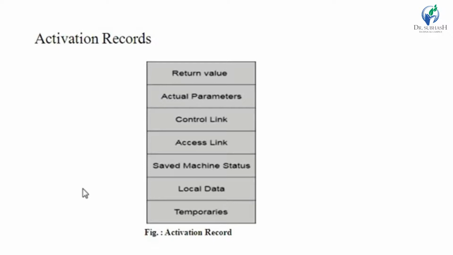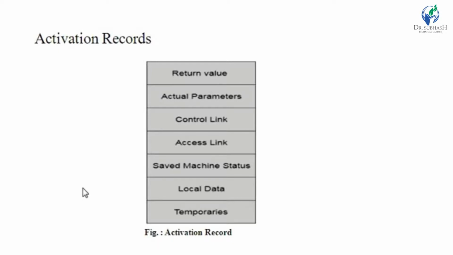Fourth is access link. This field is optional. It refers to the non-local data in other activation records. This field is also called the static link field. Next is control link. This field is also optional. It points to the activation record of the calling procedure. This link is also called the dynamic link.